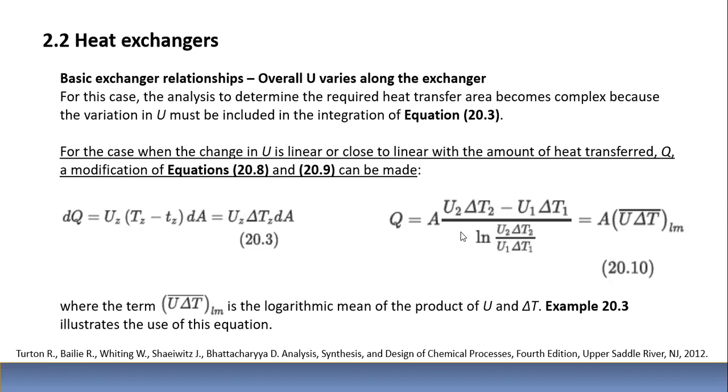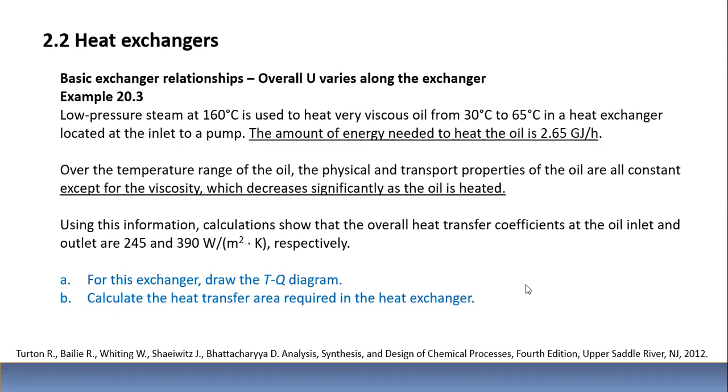And in this equation, we have to multiply times the area in order to obtain the heat load of the exchanger. So this is the case when U changes and the change has a linear behavior along the length of the exchanger. So if the behavior of the change in U is linear, in a way it's predictable, it has a slope that is predictable and constant, then you could use expression 10. Let's see this example.